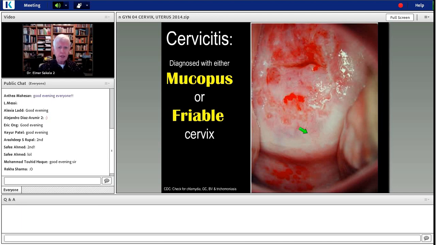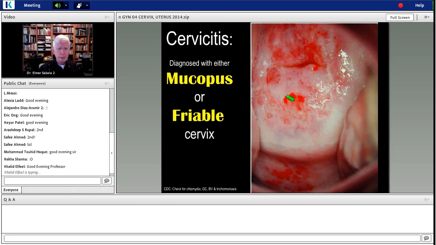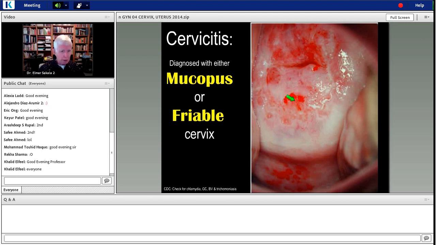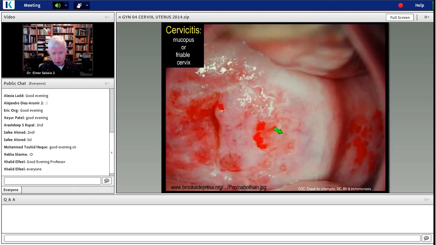This is a friable cervix. A friable cervix is a cervix which, when you touch the columnar epithelium with a Q-tip, it bleeds. Or it can even bleed spontaneously. Normally, you can touch the columnar epithelium and it doesn't bleed. But when you have this sort of finding, in the endocervical canal, that is a second criterion by the CDC for cervicitis. So either you have the mucopurulent cervical discharge or a friable cervix. And we'll talk more about that when we get to PID.